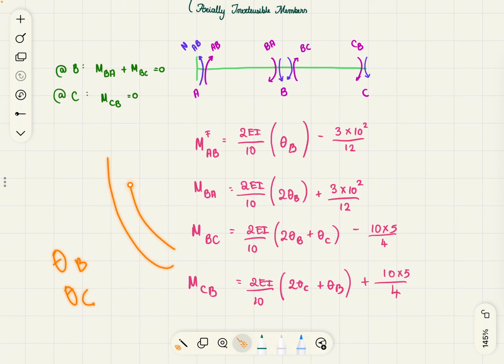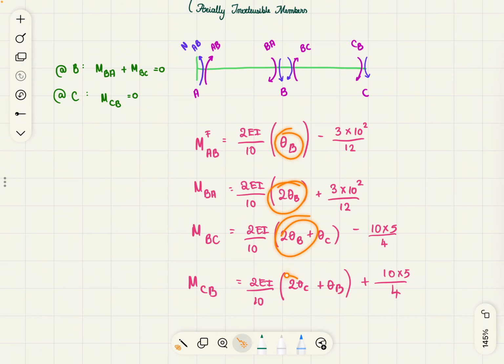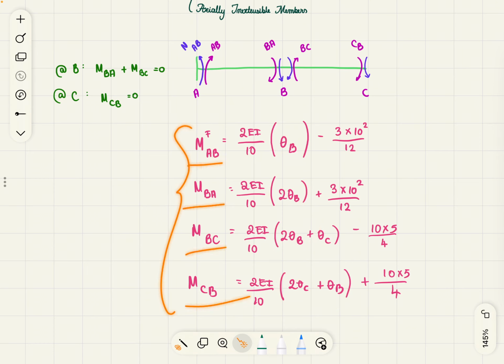Once you sub these back in, you get theta B and theta C. Then the value of theta B and theta C that you found, you can sub in to your end member equations and find the actual slope deflection equations. And then you can draw bending moment diagrams and so on.